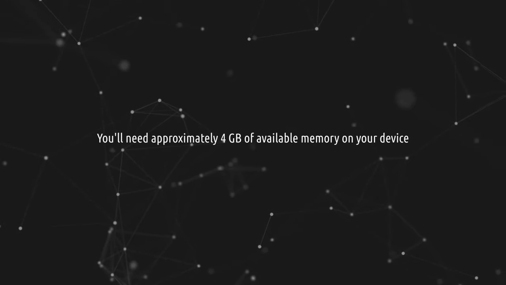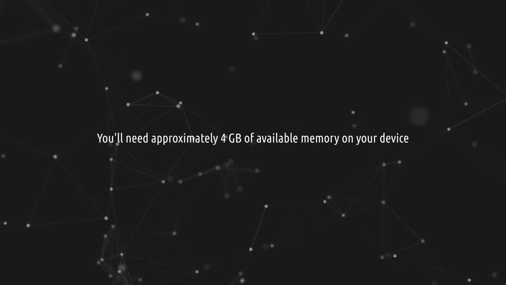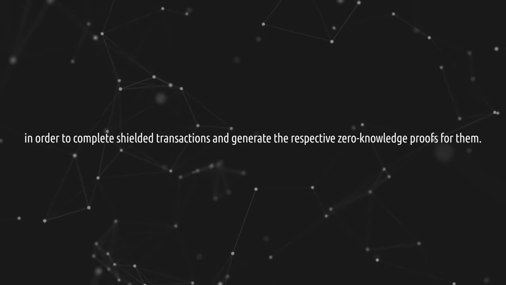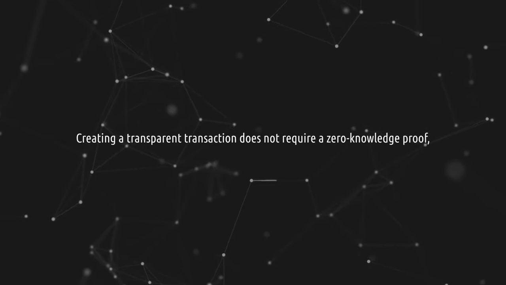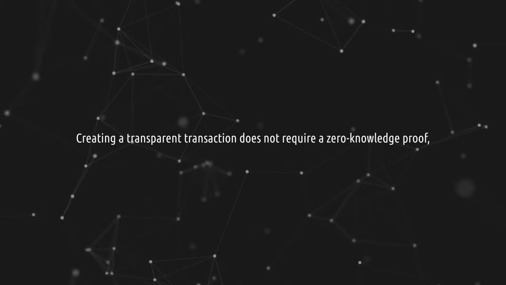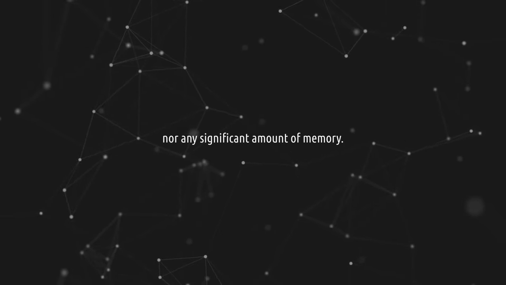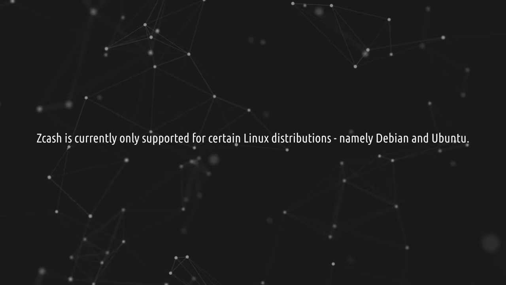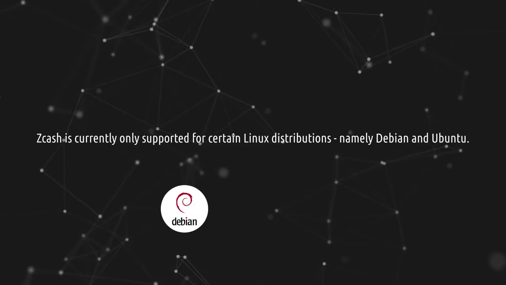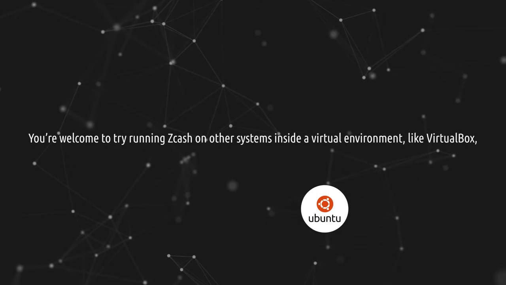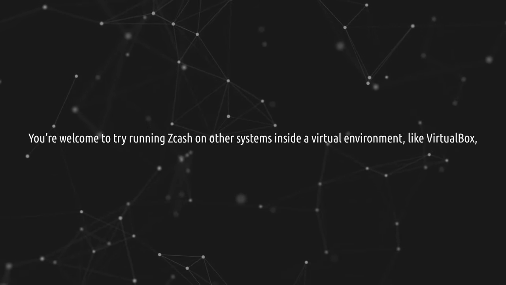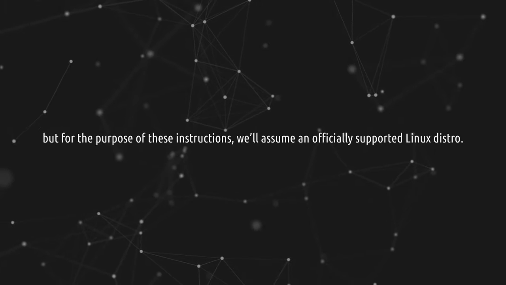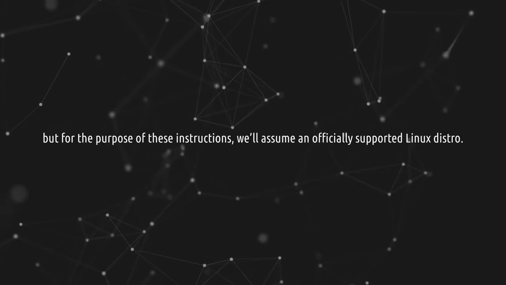You'll need approximately 4 gigabytes of available memory on your device in order to complete shielded transactions and generate the respective zero-knowledge proofs for them. Creating a transparent transaction does not require a zero-knowledge proof, nor any significant amount of memory. Zcash is currently only supported for certain Linux distributions, namely Debian and Ubuntu. You're welcome to try running Zcash on other systems inside a virtual environment like VirtualBox, but for the purpose of these instructions, we'll assume an officially supported Linux distro.